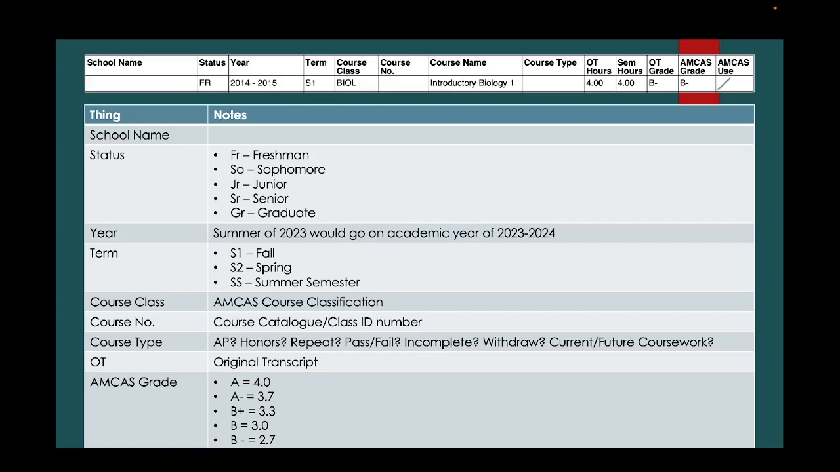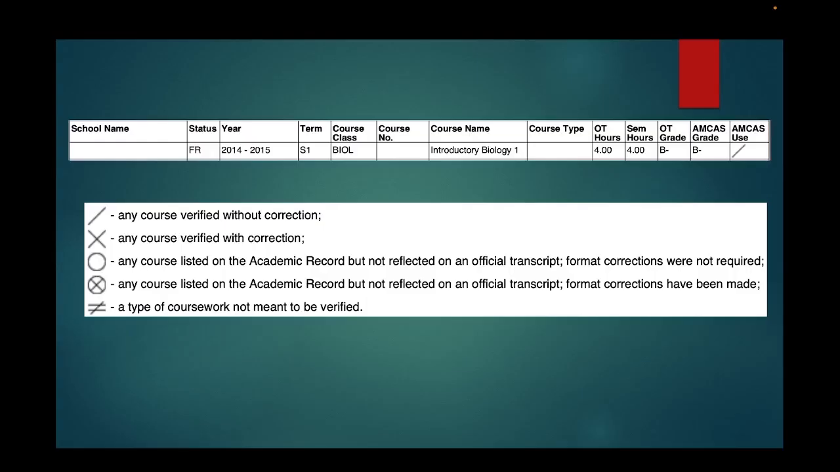You're going to list how many transcript hours it was. So on your transcript, how many credits was this? And you're going to list the grade. Note that the AMCAS grading scale may differ from your school's scale. AMCAS also uses these symbols at the end to designate whether AMCAS is calculating it into your application's GPA or whether the course was inputted in a way that checks out with your transcript.